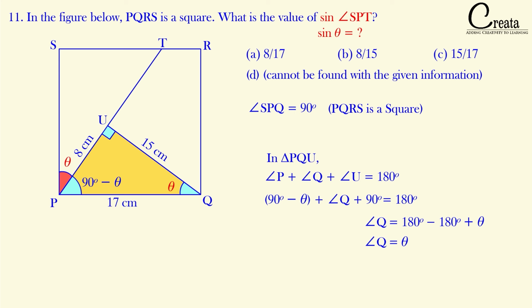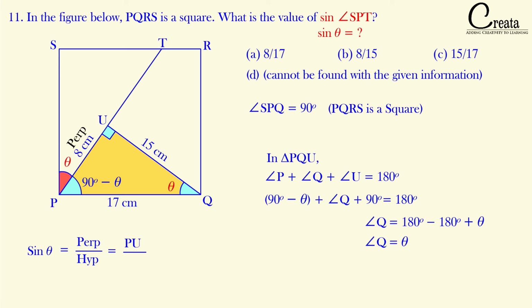And in the question, we have to find the value of sine theta. And what is the formula of sine theta? It is perpendicular upon hypotenuse. And what is perpendicular in this triangle and what is hypotenuse in this triangle? Perpendicular is the side which is opposite to the trigonometric angle. Here angle theta is the trigonometric angle whose value we have to calculate. So the side opposite to angle theta is the side PU. So PU will be the perpendicular for this triangle.